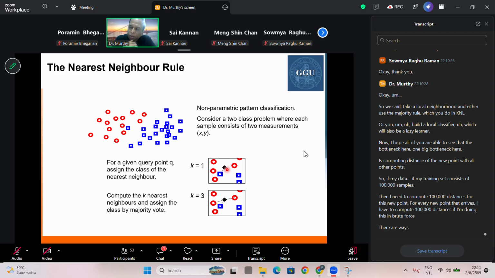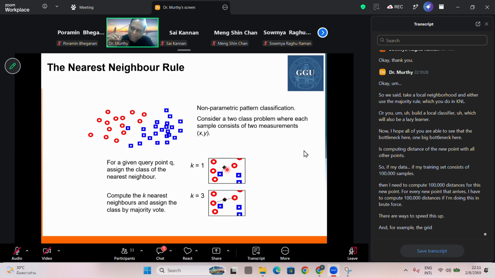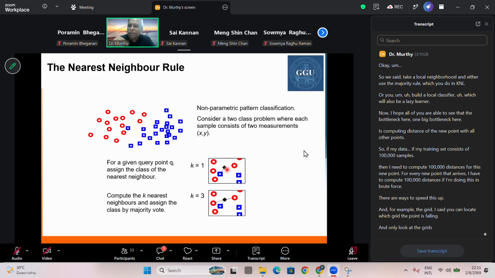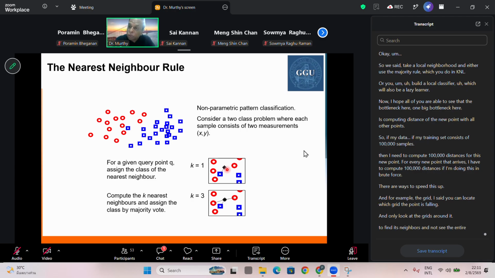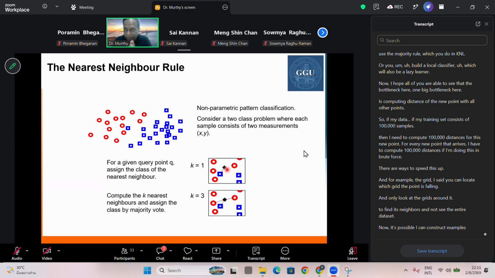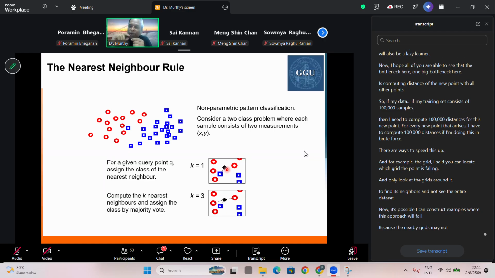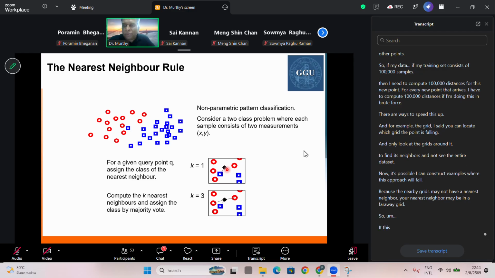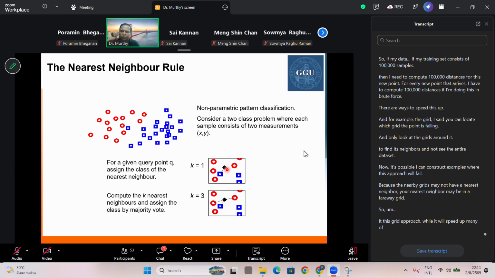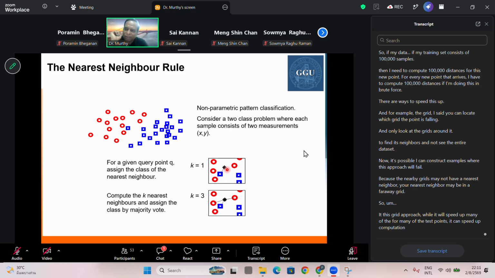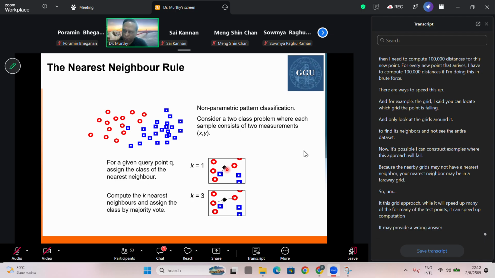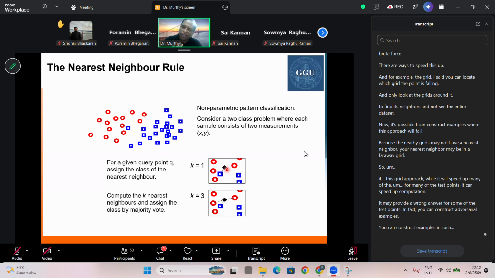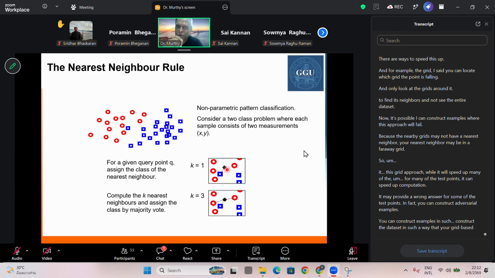There are ways to speed this up. For example, with the grid, I said you can locate which grid the point is falling in and only look at the grids around it to find its neighbors, and not see the entire data set. Now it's possible I can construct examples where this approach will fail, because the nearby grids may not have a nearest neighbor. Your nearest neighbor may be in a faraway grid. So while this grid approach can speed up computation for many of the test points, it may provide a wrong answer for some of the test points. In fact, you can construct the data set in such a way that your grid-based nearest neighbor identification will fail.